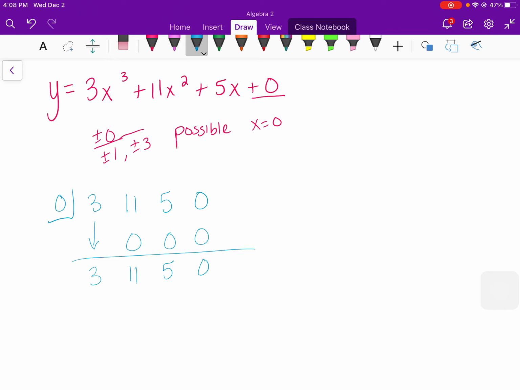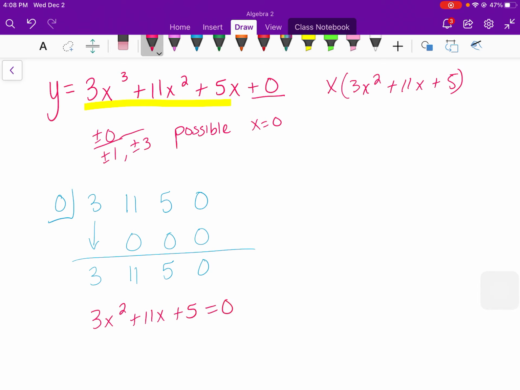So I guess that was pretty easy to do on that one. But it brings it down a degree. So plugging in 0, I'm dividing everything by a single x, essentially. You're factoring out an x, if you think about it like that. You have x equals 0, so you take out an x, and you're going to get 3x squared plus 11x plus 5. I'm going to have to use the quadratic formula again to solve that.